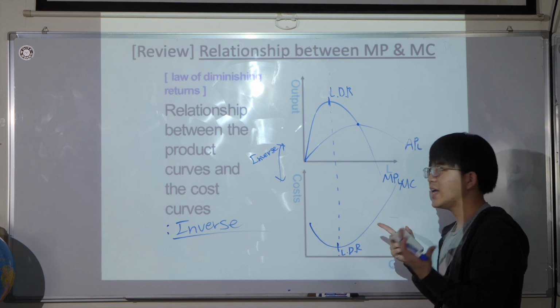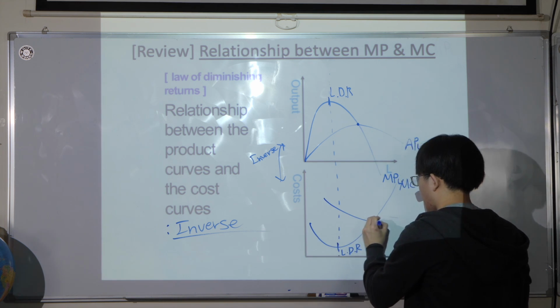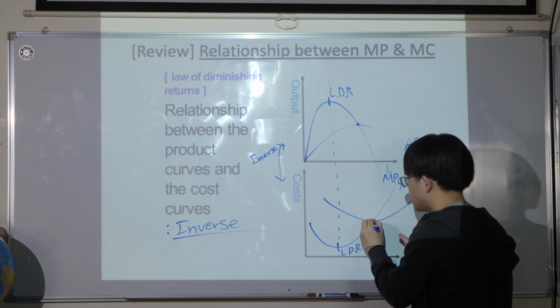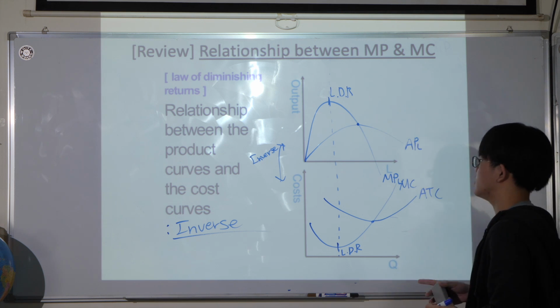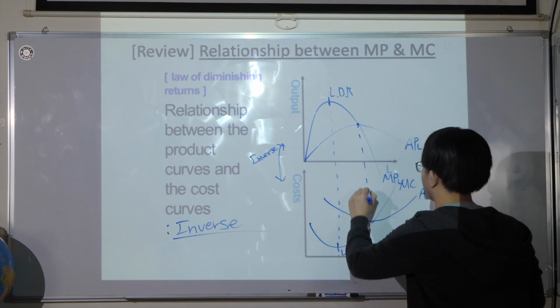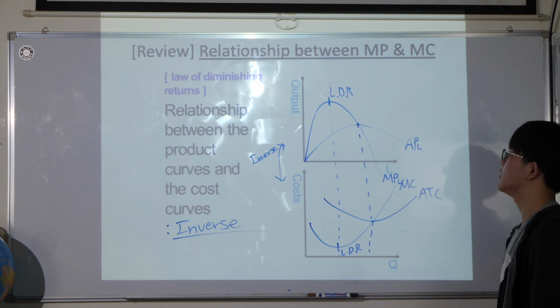And the ATC curve will look like this, right? Because the minimum of the ATC curve should intersect with the MC curve. So that is the graph that we have, and it should look similar as well. And that's everything we can cover here.